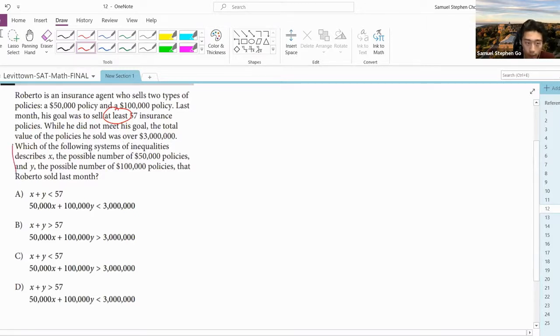We're going to find an inequality that says the possible number of policies, they're saying X is the $50,000 policies and Y for the $100,000 policies that he actually sold last month, right? So let's write some let statements here just so we remember. Let X equal $50,000 policies, or the number of $50,000 policies sold. We're going to let Y equal the 100, I'm going to say 100K here just to shorthand a bit, policies sold.